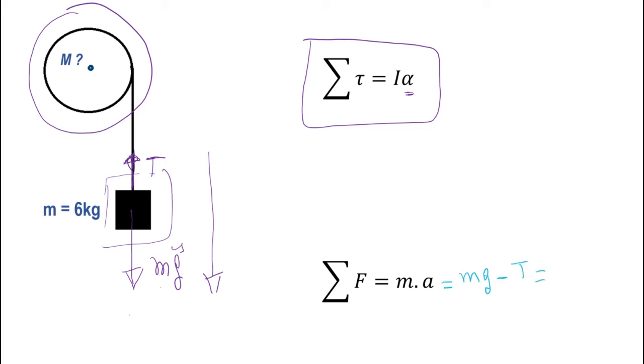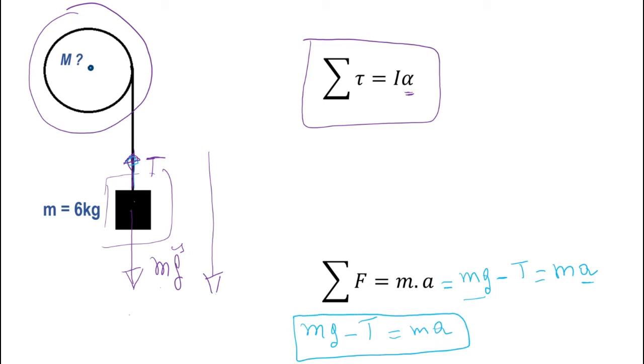minus tension equals ma. I repeat, mg is in the same direction as the motion, which is the direction of acceleration, so it is positive. The tension is against the motion, so it is negative. So the sum of these forces equals the mass times acceleration. Now I put this equation by itself: mg minus tension equals ma, and I keep it by itself.